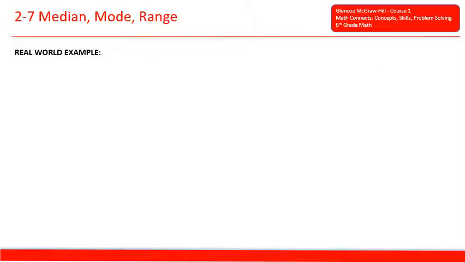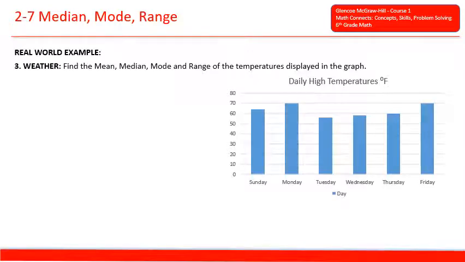Real world example. Weather. Find the mean, median, mode, and range of the temperatures displayed in the graph. So the mean, we have these numbers, and we do have to guess a little bit. Not guess, but make some educated guesses.